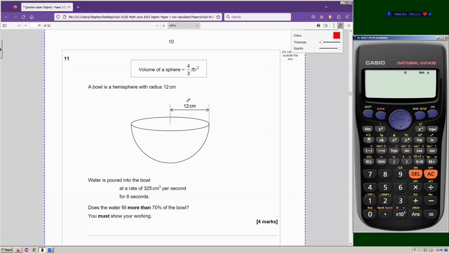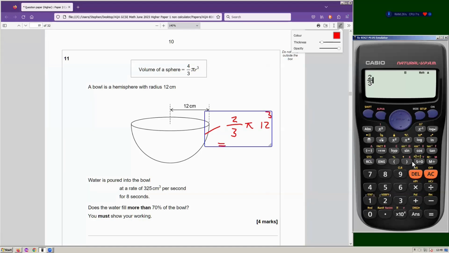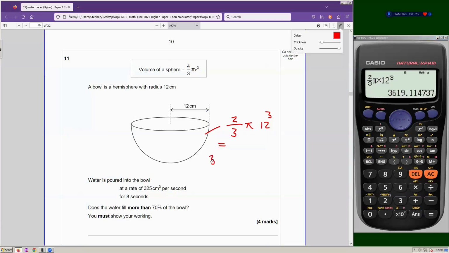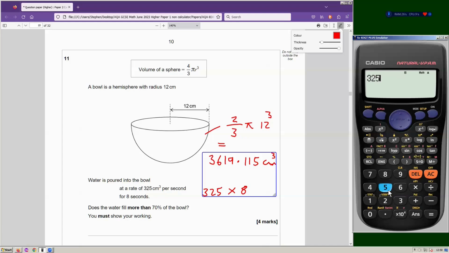Let's do this bit first. So we're going to say, because it's half of a sphere, it's going to be 2/3 pi 12 cubed, which equals, and the amount of water that goes in is just simply 325 times 8, 2,600.